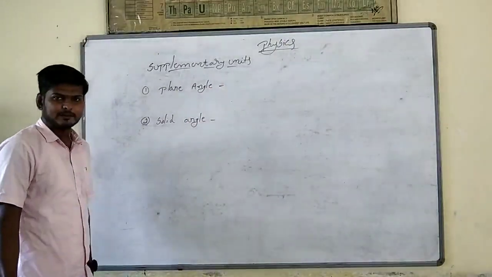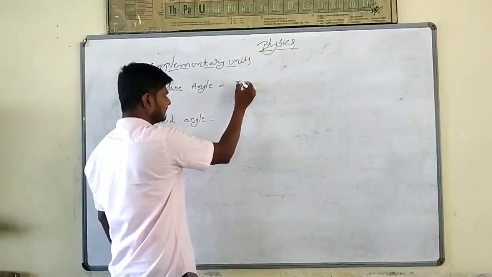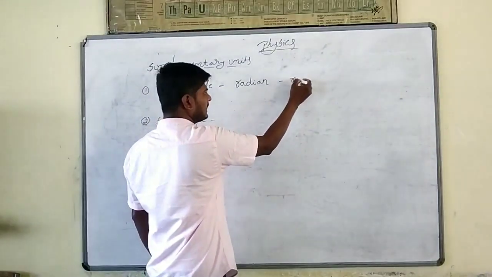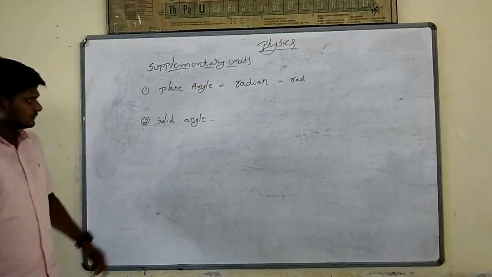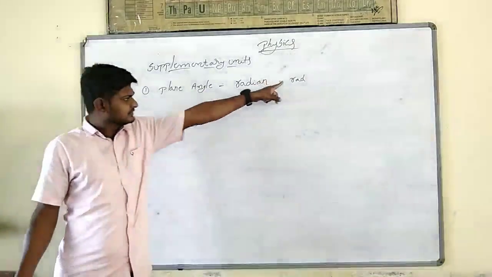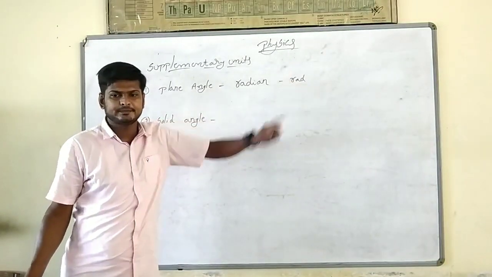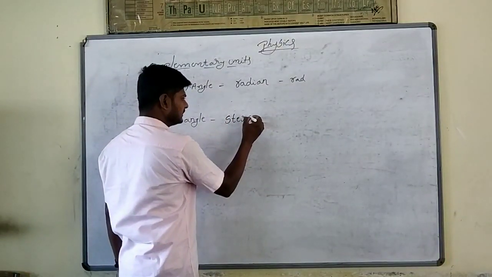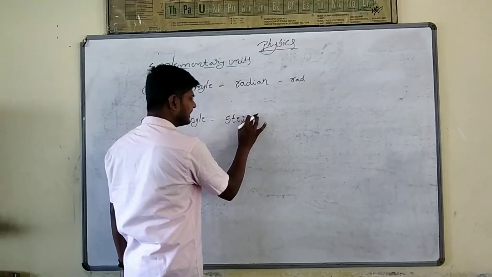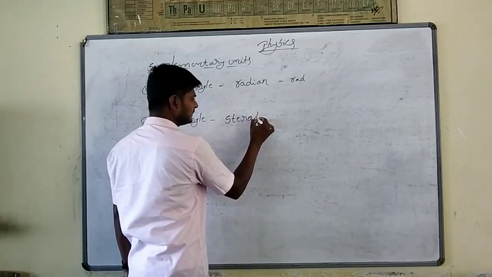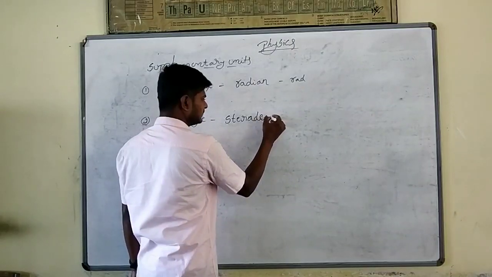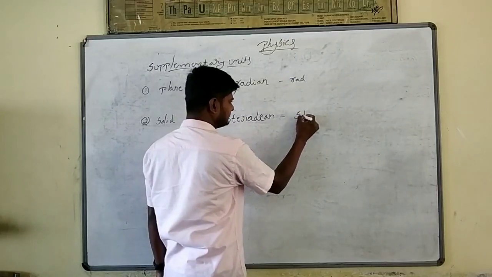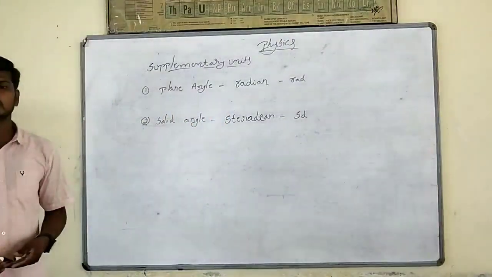The unit for plane angle is radian. Symbol RAD. Okay, unit will be radian, symbol will be RAD. Next one, the unit for solid angle is steradian, symbol SR we are going to use.